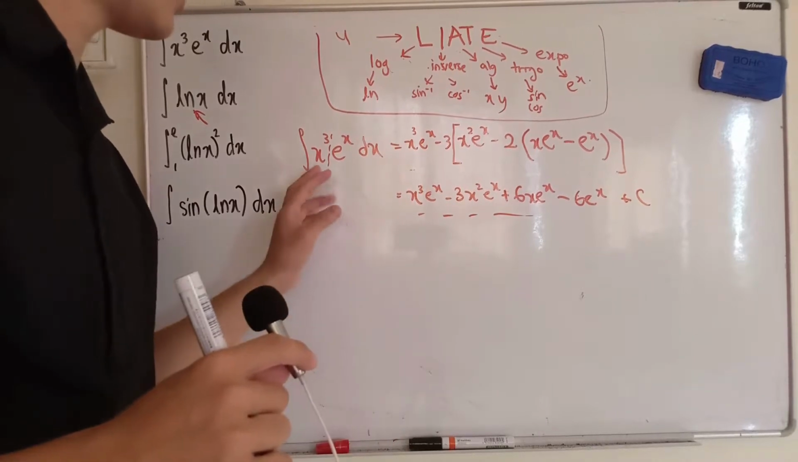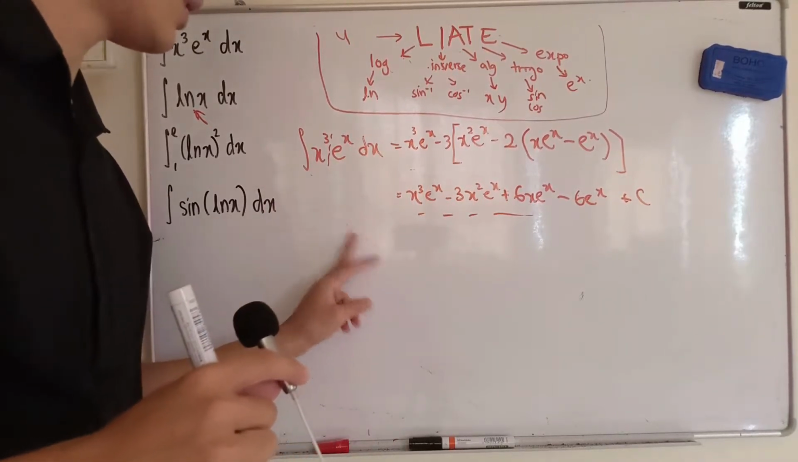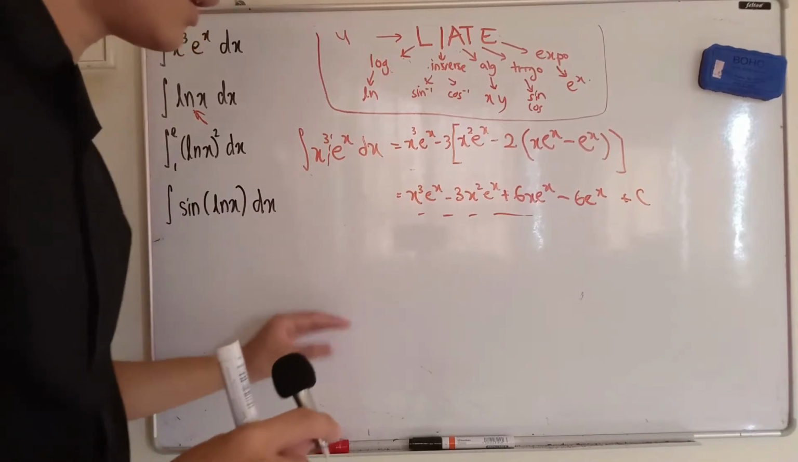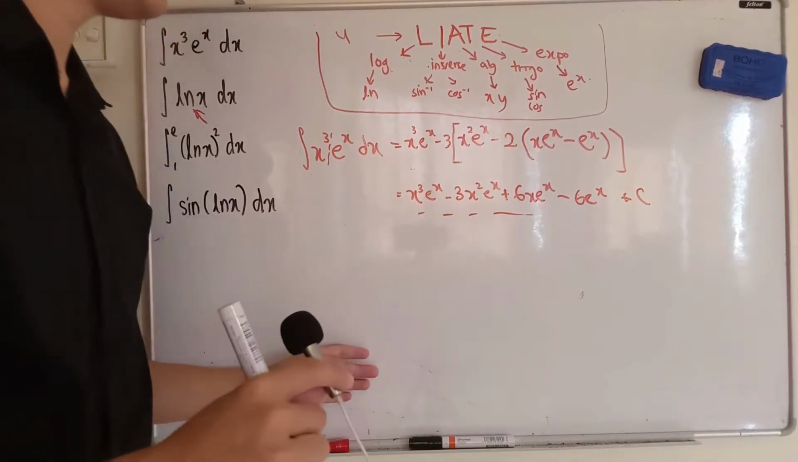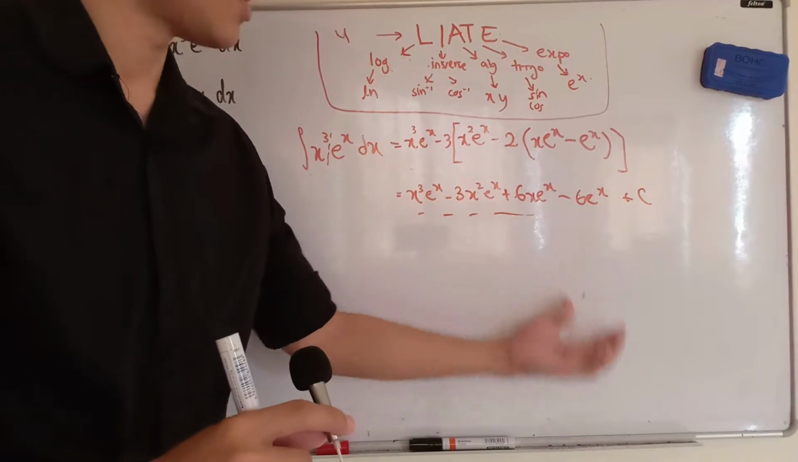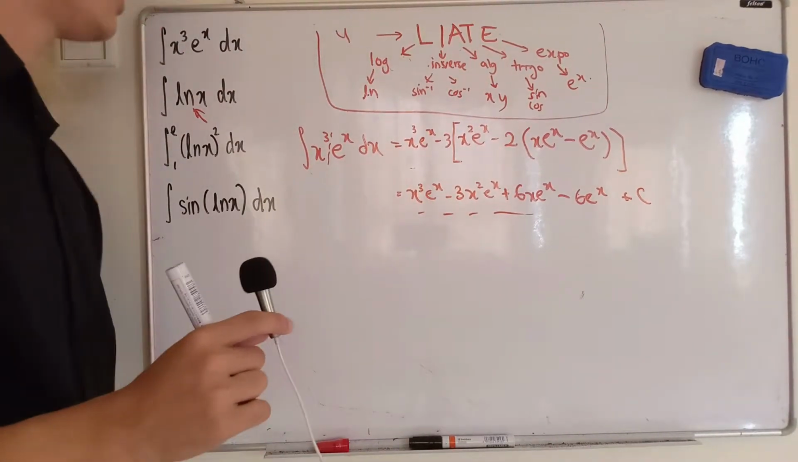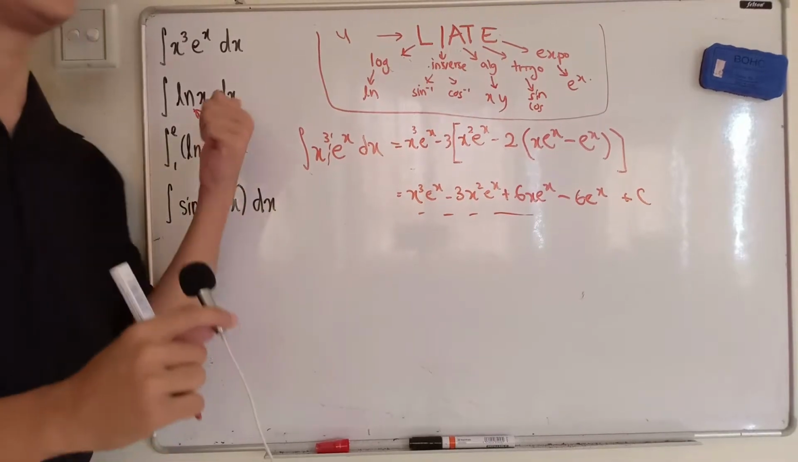So since we cannot get the last answer like just now, we need to keep doing the integration by parts until we get the last answer over here just now. Okay, so yeah, just be patient and do it. Okay, so now we move on to our second question.